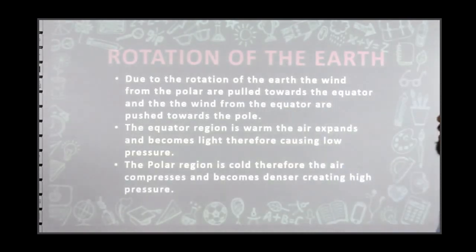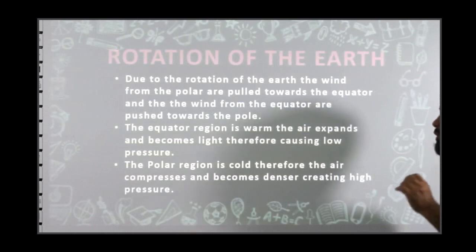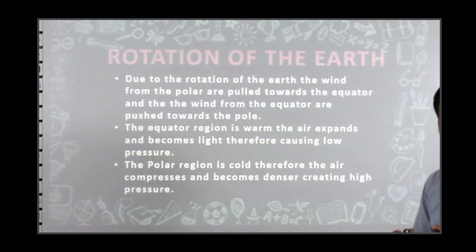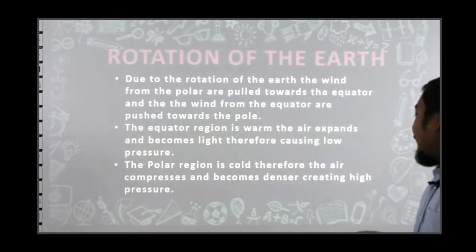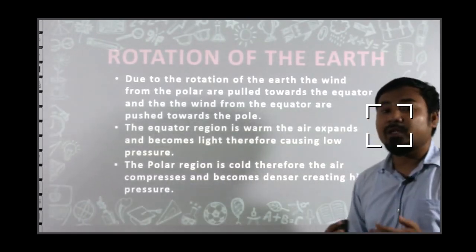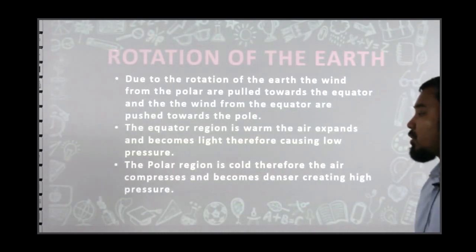Now, the polar region is cold, right? The polar region is cold, therefore, air is compressed. Since the air is compressed, the air becomes denser and it exerts or causes high pressure in the pole. This all happens due to the rotation of the earth.